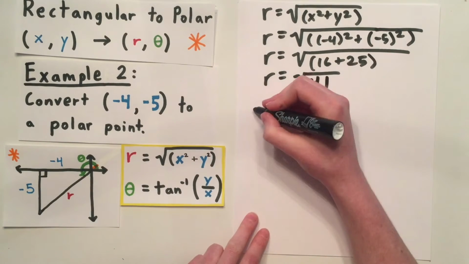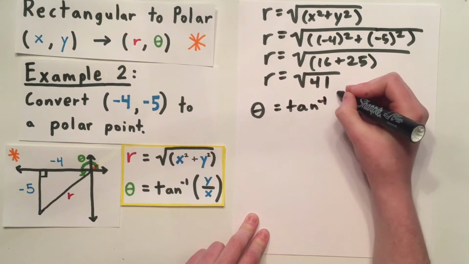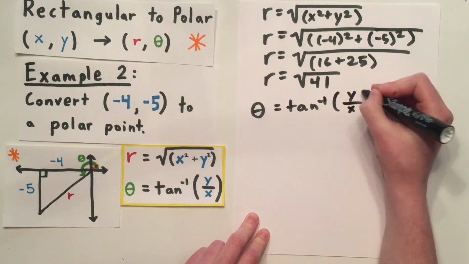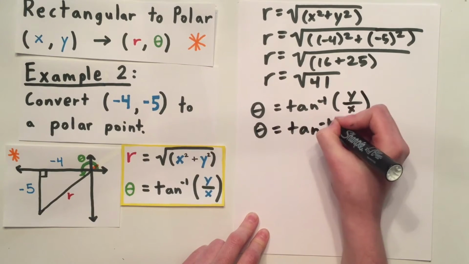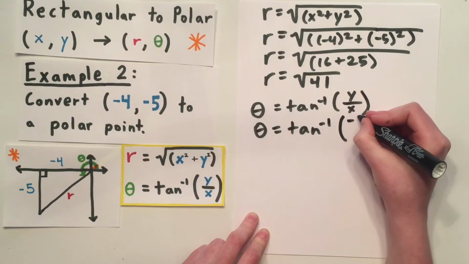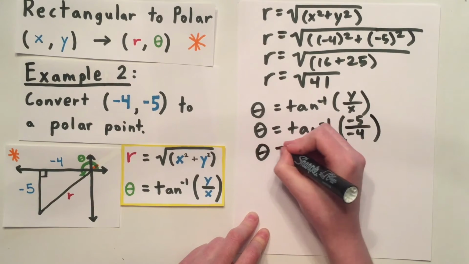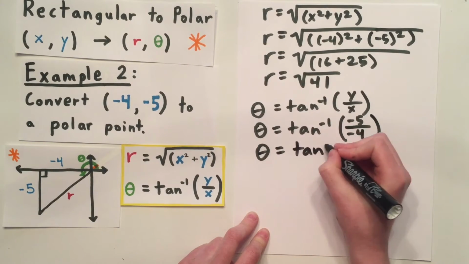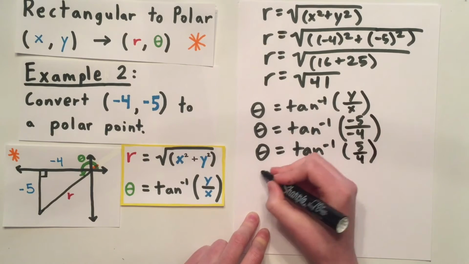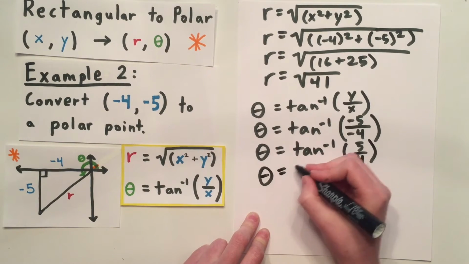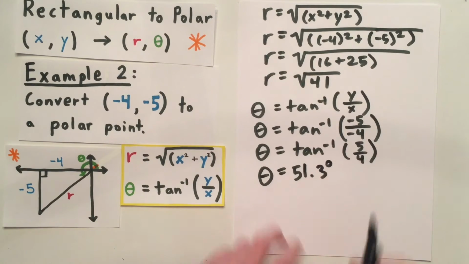Now let's find theta. Theta equals the inverse tangent of y over x. If we plug in the values from this problem, theta equals the inverse tangent of -5 over -4. And that is the same thing as saying theta equals the inverse tangent of 5 over 4. Plug that into your calculator, and it will show you theta equaling 51.3 degrees.